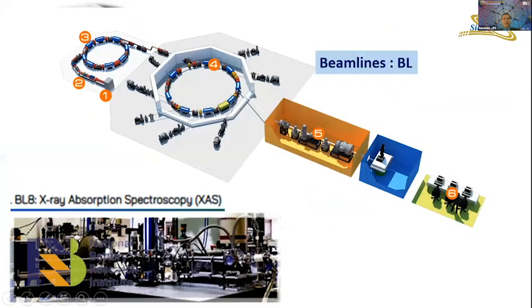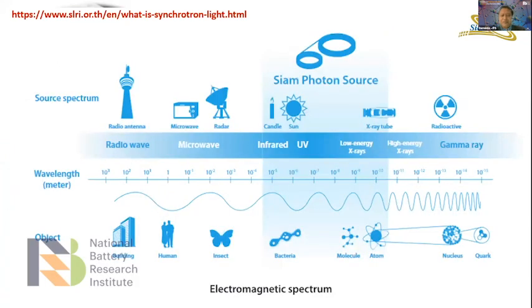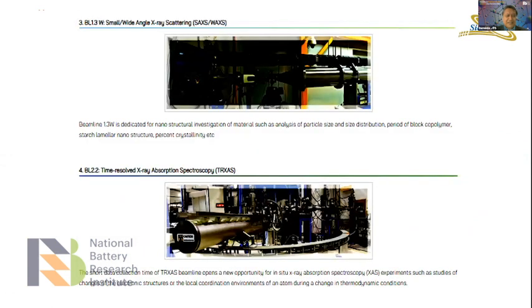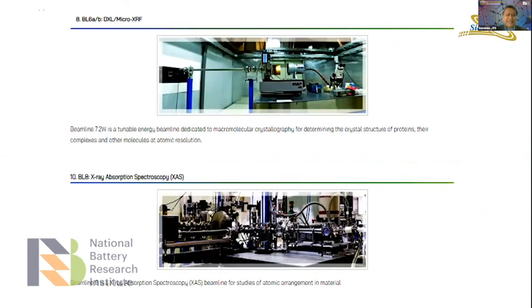These are the beamlines. For example, beamline number 8, which we use, is the X-ray absorption spectroscopy. And the energy spectrum in the Siam Photon is between infrared, UV, low energy X-ray, until this range. So it can be used to study, let's say, bacteria, molecules, atoms, and so on. It is an example of some beamlines. Let's say this is number 1.1, 1.2, until this is BL8, the last, the X-ray absorption spectroscopy. Okay.